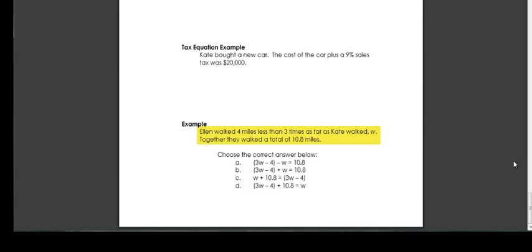So over here on the side, I'm going to write some notes because I think this one's easier to do with 2 equations, 2 variables, and then we do a substitution. So let's start with the second line. It says together they walked a total of 10.8 miles. So if we add how far Ellen walks with how far Kate walks, we will get 10.8 miles. So I'm going to let E be how far Ellen walks, and W is how far Kate walks. So if we have E plus W equals 10.8, that's our whole second line.